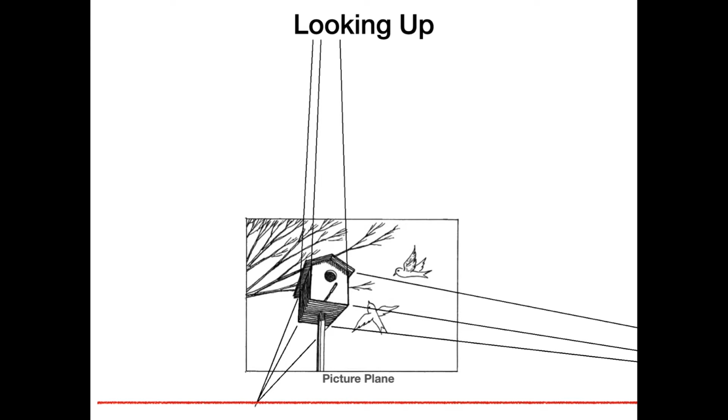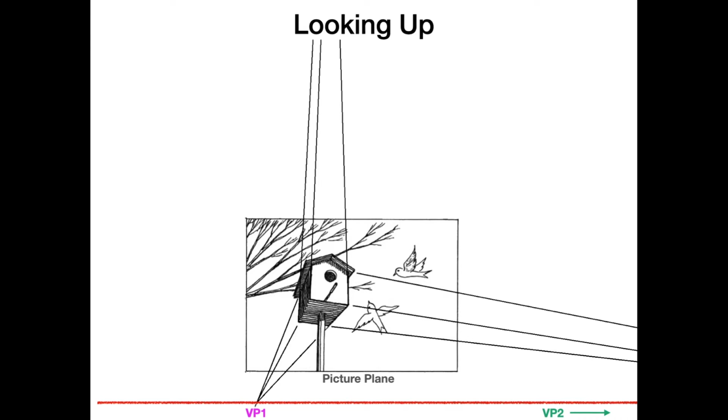And depending on how far up you are looking, you may not actually be able to see the horizon line anymore. But it's still there. It always exists. And then we have one vanishing point on the horizon line to the left, and one vanishing point all the way to the right on the horizon line.